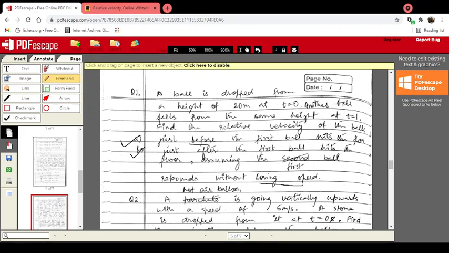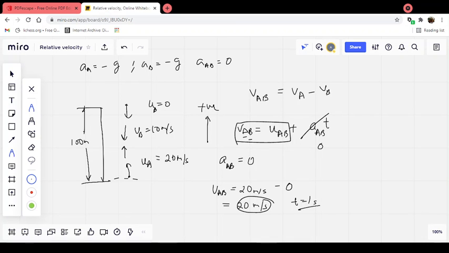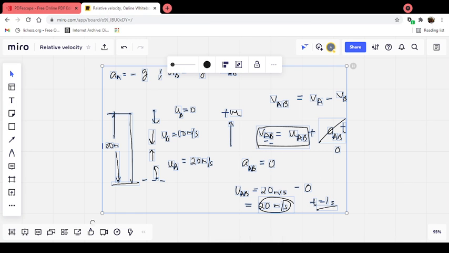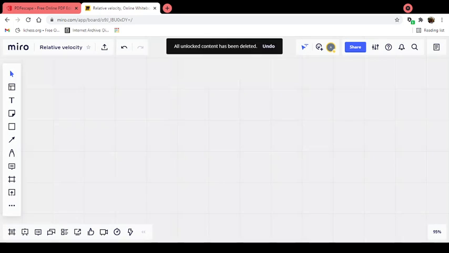So we are dropping two balls from a small height, actually 20 meters, and the second ball is dropped from the same height at t equal to 1. From this idea we know that the relative velocity of the balls does not change when their relative acceleration remains constant, or 0. When the relative acceleration remains 0, the relative velocity does not change. So the same thing can be applied to this question also.